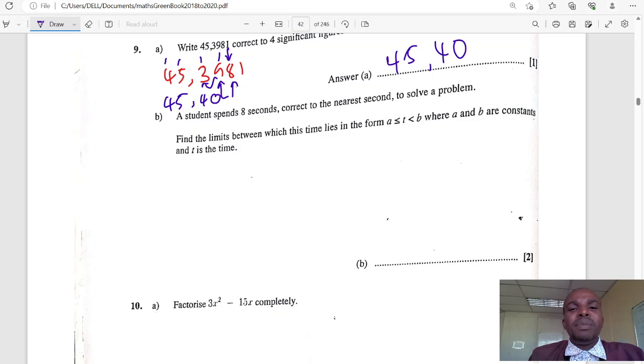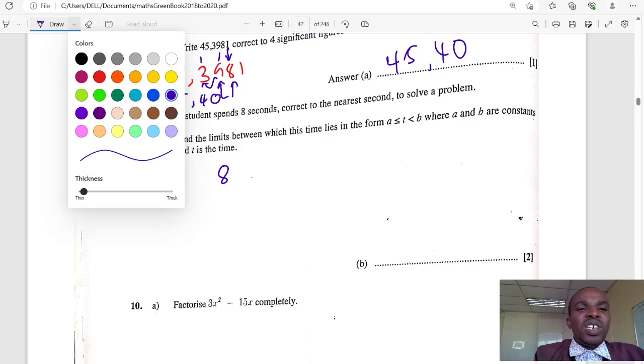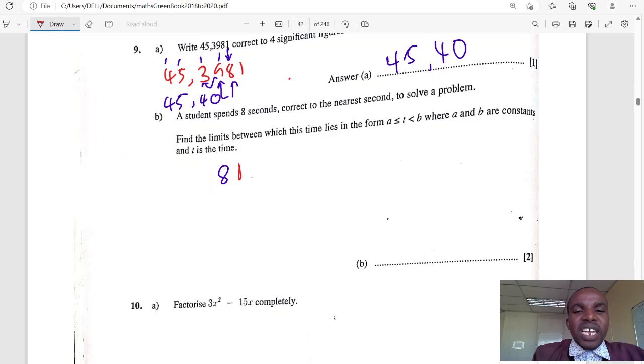Find the time limits between which the time lies in the form t lies between a and b, where a and b are constants, and t is the time. So to the nearest second, you just say 8 to the nearest second, which means the number that was rounded off is the number that was after 8, right? So you put your comma here in this case. Then below this box for the number, you put 5. Then you put 0 comma.